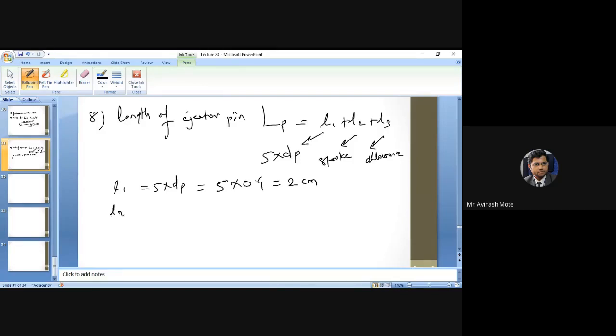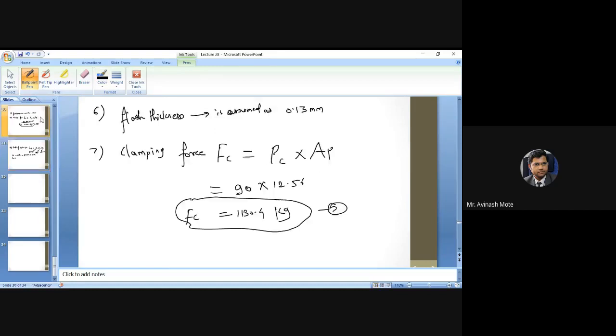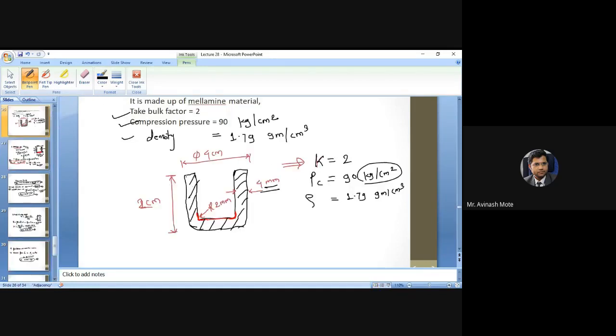Now L2, ejector stroke. What I told, what is the meaning of stroke? Stroke means by how much length or by how much distance you will have to push that pin, so that product will be completely out of the mold. Okay, let's check out here. See, this is the size of the product. Okay, the mold will be around this. So height of the product is 2 centimeter. So you will have to start pushing from this end, and you will have to go on pushing up to this point, and at this point this base will be at this surface.